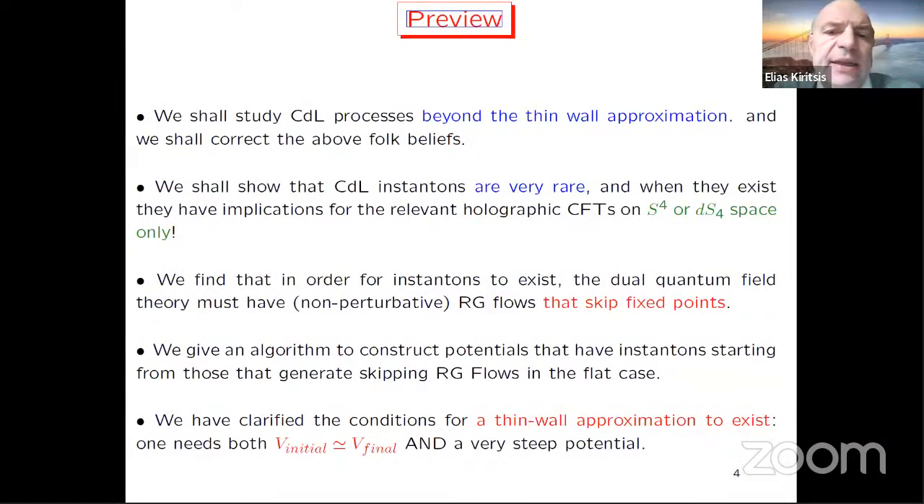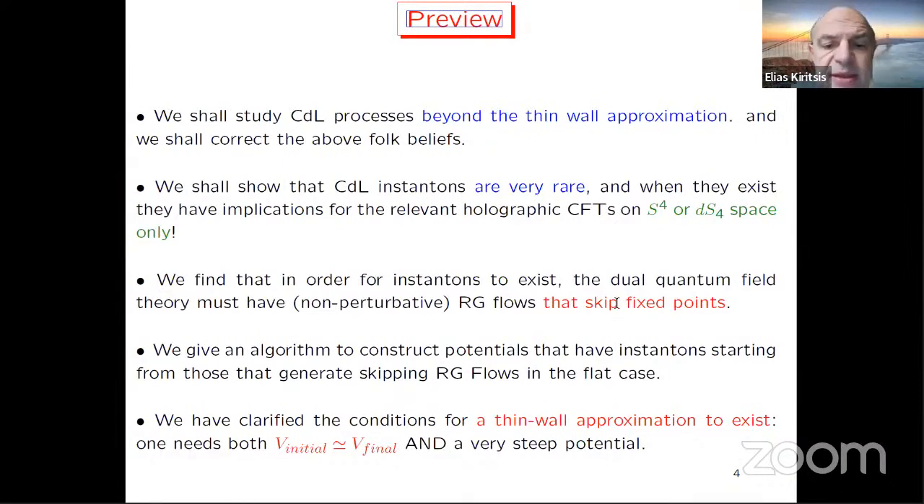What we will find is that in order for the instantons to exist, the dual quantum field theory must have non-perturbative renormalization group flows that skip fixed points, something which is exotic, and I will explain what that means later on. We will give an algorithm to construct potentials that have instantons, starting from those that generate skipping renormalization group flows in the flat case, that is when the conformal field theories are in flat space.